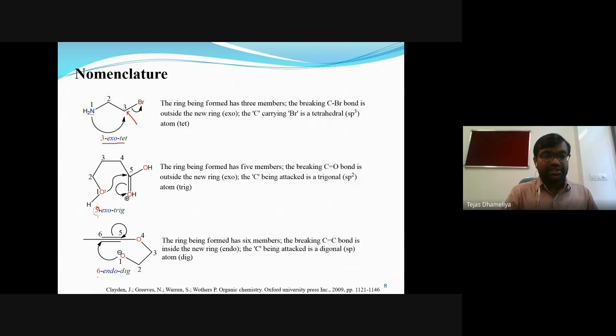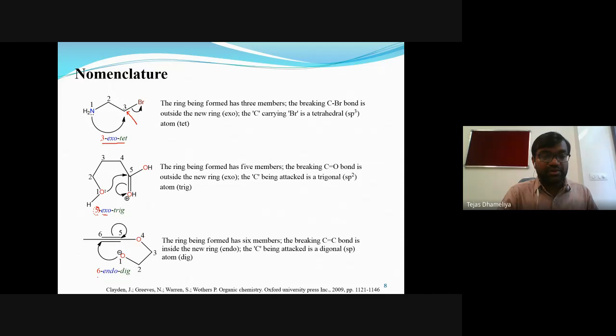Why is it called exo? It is called exo because this bond which is going to break down, this double bond will become a single bond later on. That is not part of this ring. That's why it is termed as exo.